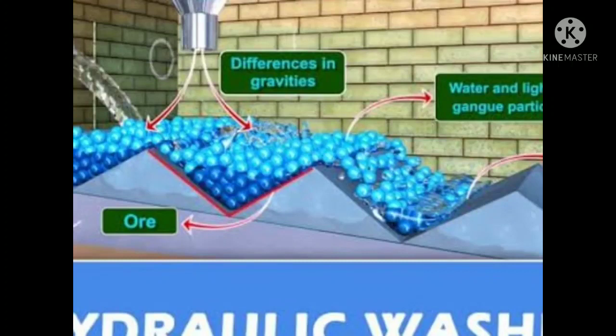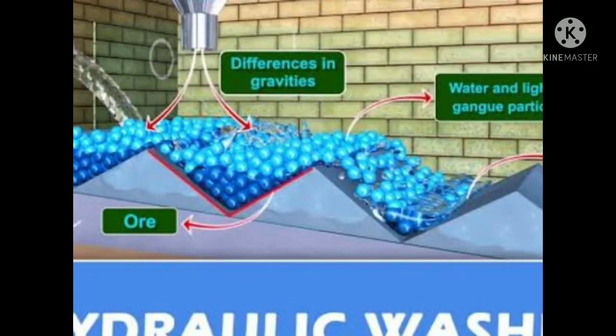It removes the lighter particles, that is the gangue particles attached to our ore, and they are washed down by the water, whereas the denser particles of our ore settle on the grooves that are present on the table. Likewise, this method is done. Have you understood, students? Hydraulic washing, or gravity separation, works on the principle of the difference in density between ore and gangue.